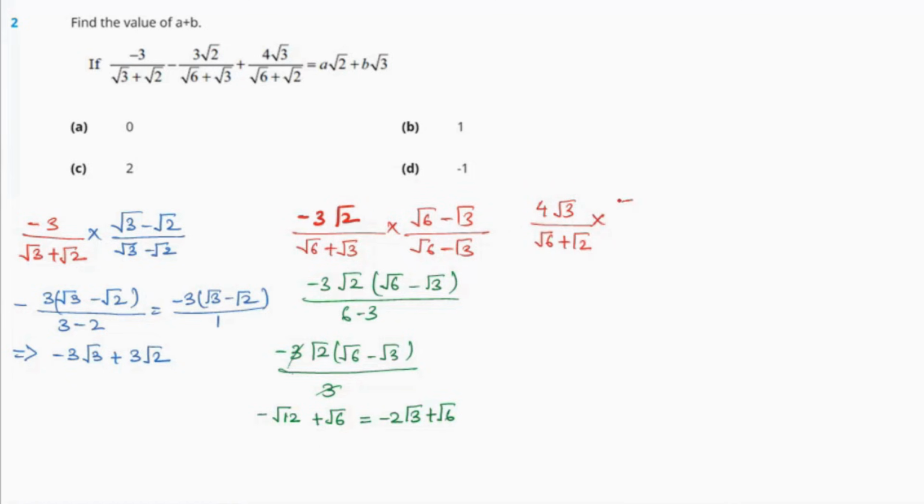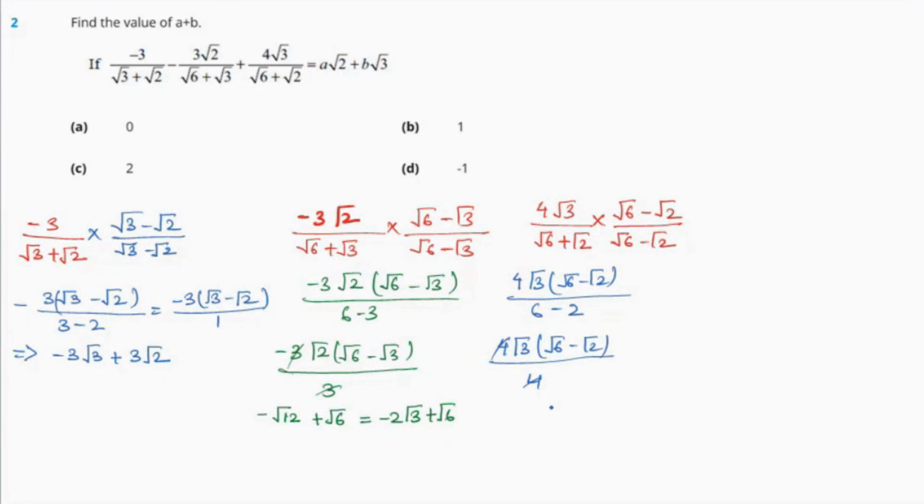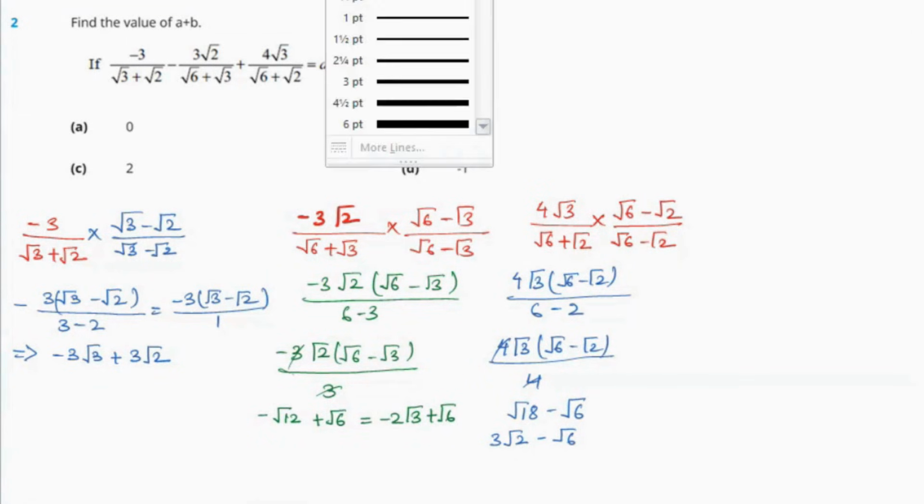Okay. Now the next term given to us is 4 root 3 by root 6 plus root 2. Again, for this we need to rationalize it by multiplying both numerator and denominator by root 6 minus root 2. Now when we solve it, we will be getting 4 root 3 times root 6 minus root 2 by 6 minus 2, so 4 root 3 times root 6 minus root 2 by 4. The 4 we can cancel out. Then we will be getting root 18 minus root 6, and this root 18 we can write as 3 root 2 minus root 6.